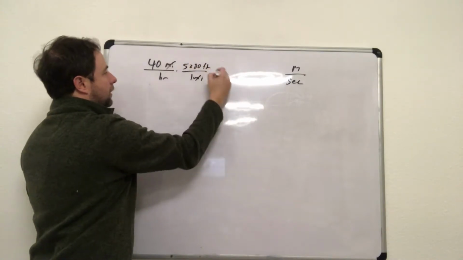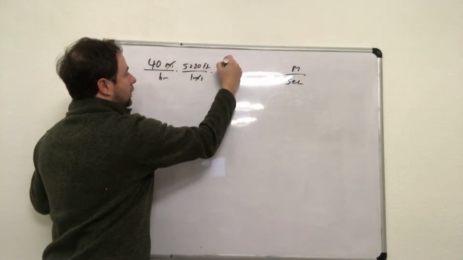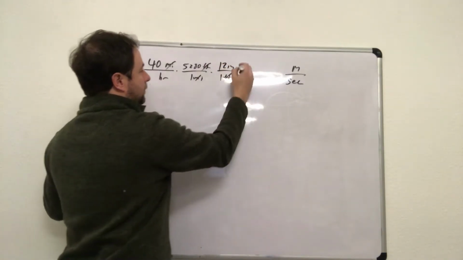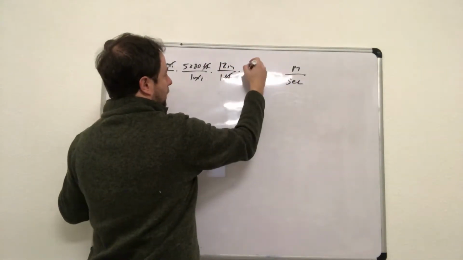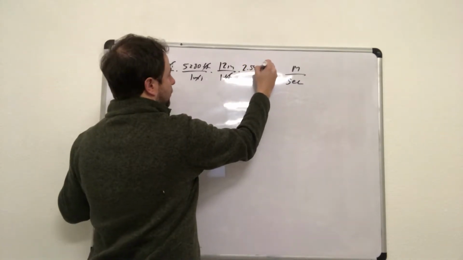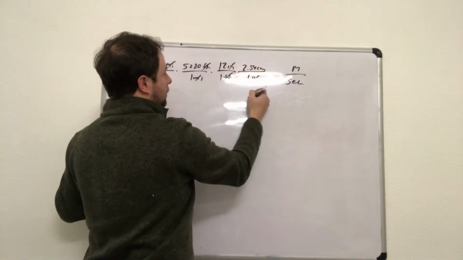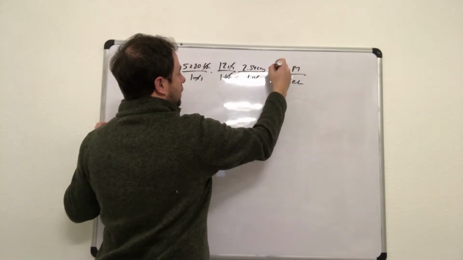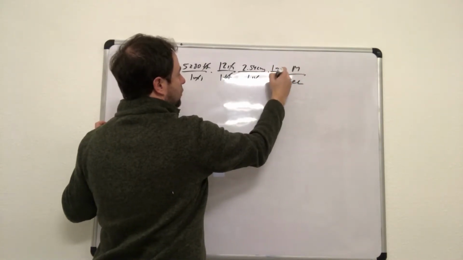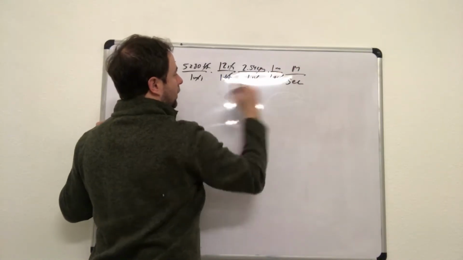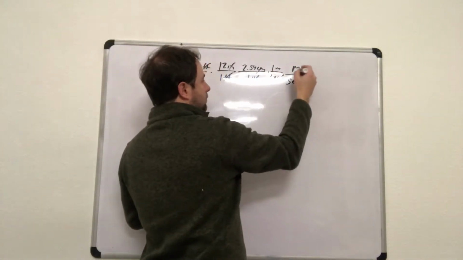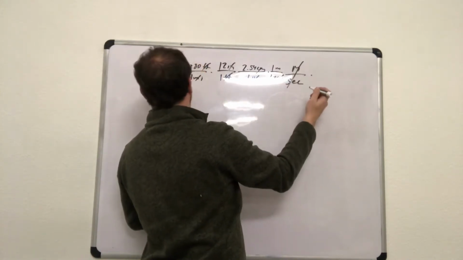Now that the miles are canceled, we go to inches. 12 inches in 1 foot. Now the feet are canceled. Now we're headed to meters. We have to use 2.54 centimeters in 1 inch. Now we're going to go 1 meter over 100 centimeters. Now we're in meters. Last thing is to seconds. This was just our goal, so it's not really in there.